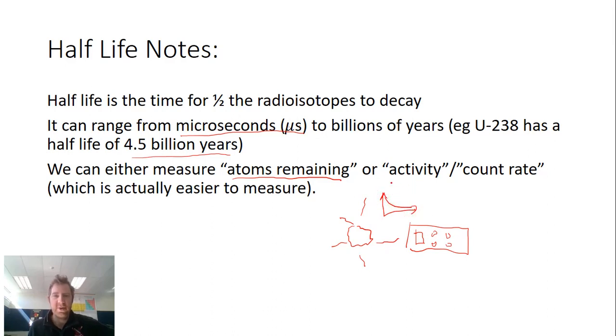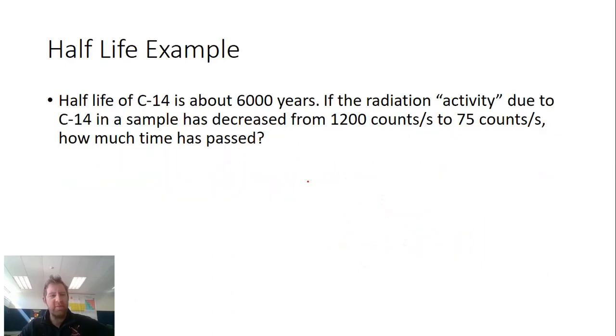The count rate or activity looks like this. In most questions you'll see activity or count rate, but it means pretty much the same thing. Here's an example of how I deal with these questions. They're really easy once you get your head around them. The half-life of carbon-14 is about 6,000 years, so I just rounded it to 6,000 to make this easier. If the radiation activity due to carbon-14 in the sample has decreased from 1,200 counts to 75 counts per second, how much time has passed?